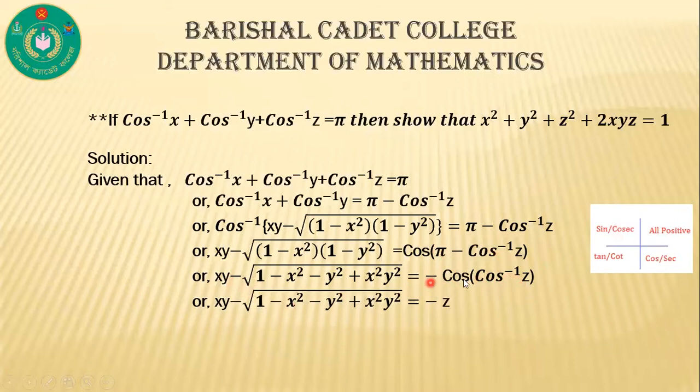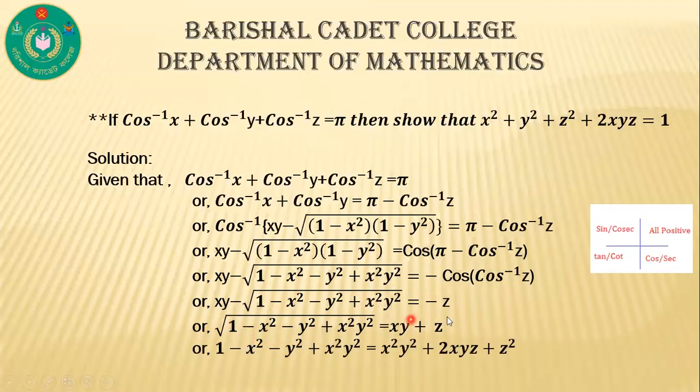Now cos inverse cancel. Then we can write minus z equals xy minus root 1 minus x square, y minus y square plus x square y square is equal to minus z. Here multiplying both of these two terms. Then we can write root 1 minus x square minus y square plus x square y square is equal to xy plus z. Side change.